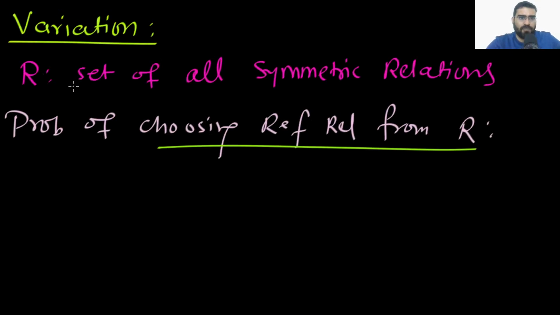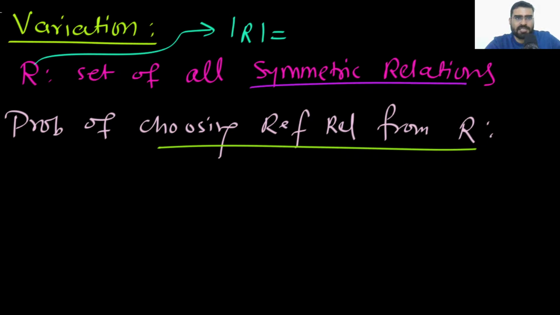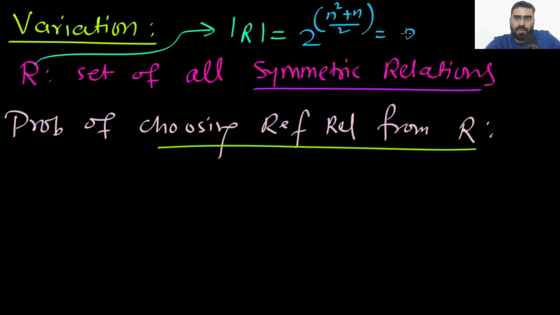Now you can see, what is the cardinality of R? First of all, you tell me what is the number of symmetric relations? How many symmetric relations are there? That will be 2 power (n square plus n)/2. Here n is 3, so 3 square, that is 9, plus 3, that will be 12 by 2, so 6. So the cardinality of R will be 2 power 6, because you have these many symmetric relations.